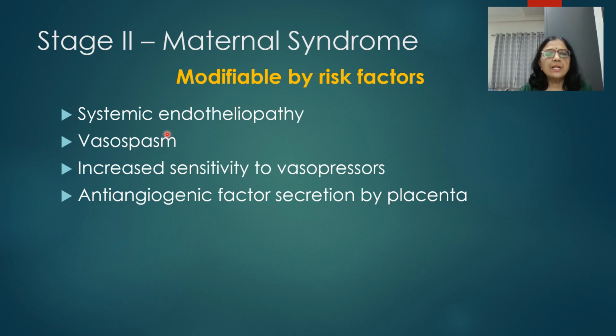So what are the components? There is a systemic endotheliopathy. This is the most important terminology to be remembered by all the postgraduates. Endotheliopathy. There is vasospasm. Vessels have increased sensitivity to vasopressors, and there is dominance of anti-angiogenic factors which are secreted by the placenta. We will see one by one what is the meaning of these four terminologies in the maternal syndrome.